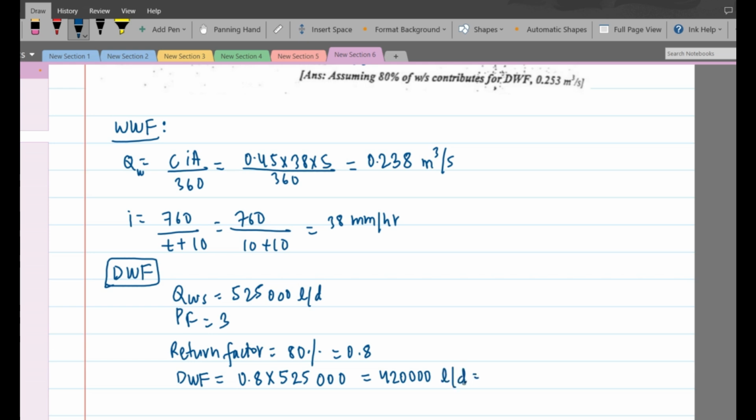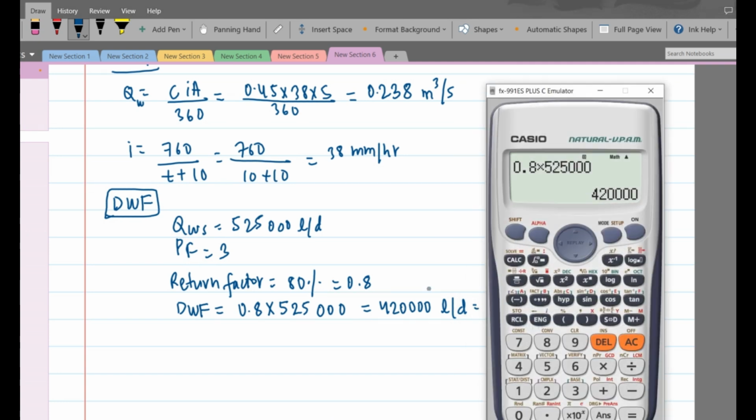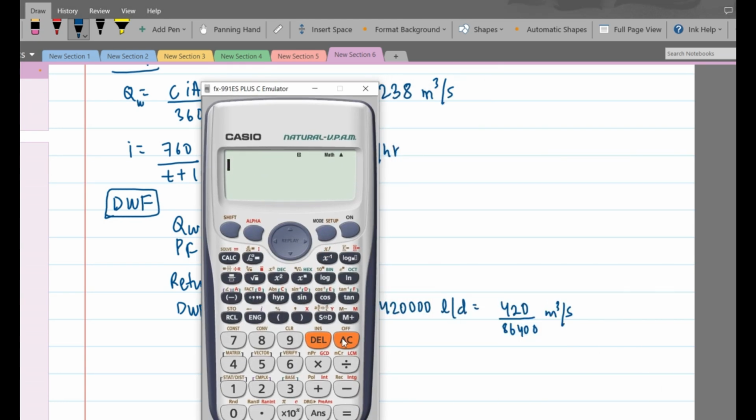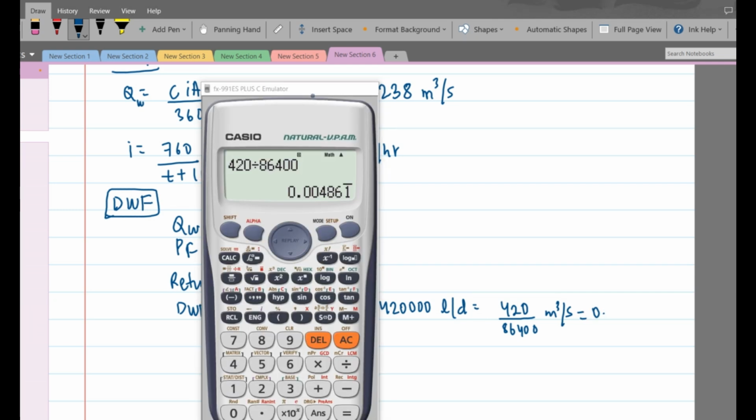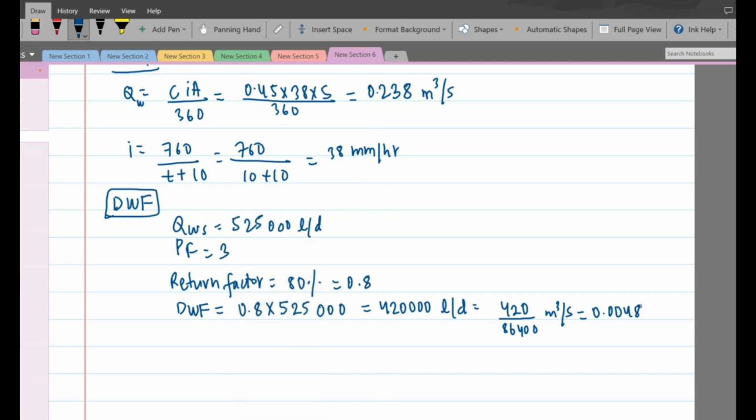If we calculate this into meter cube per second, it will be 420 divided by 86400, right? Meter cube per second. It is very small, 0.00486 meter cube per second.